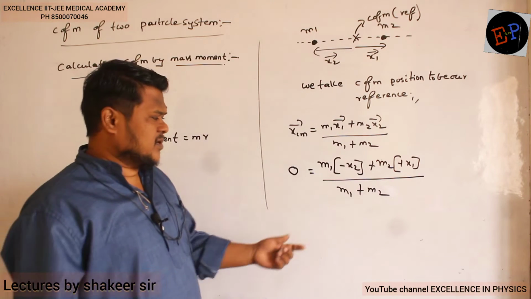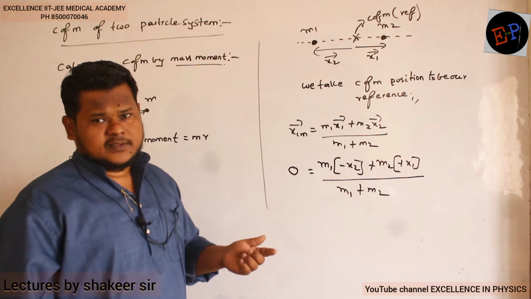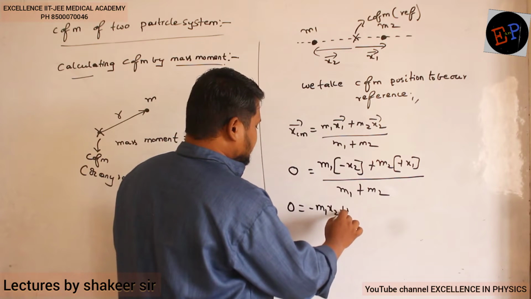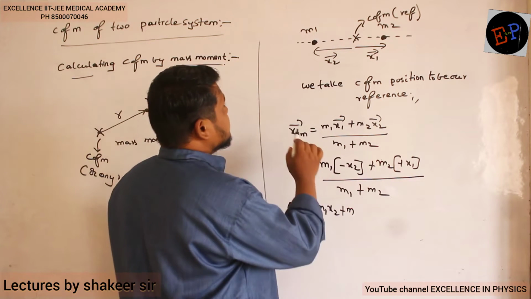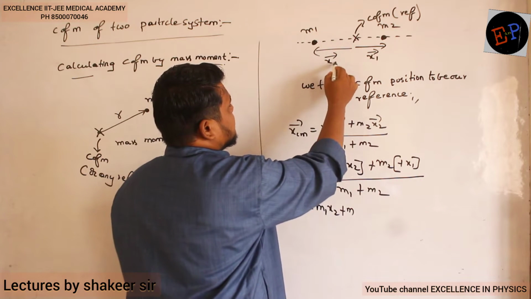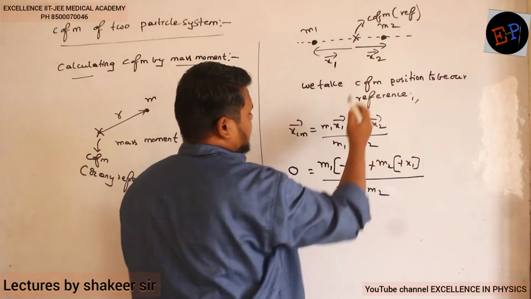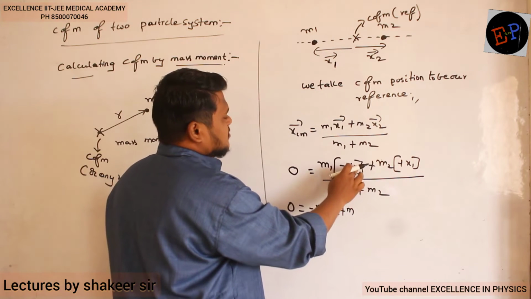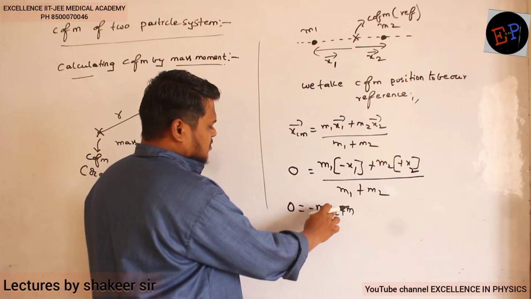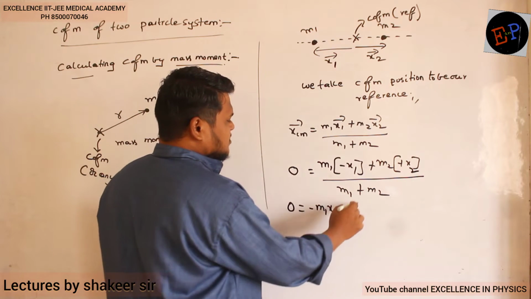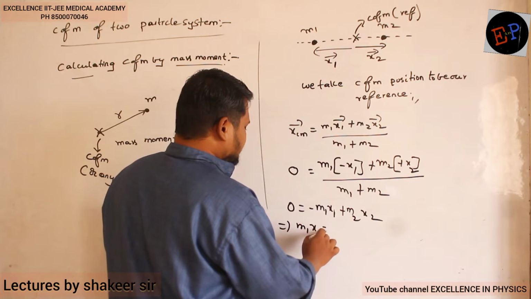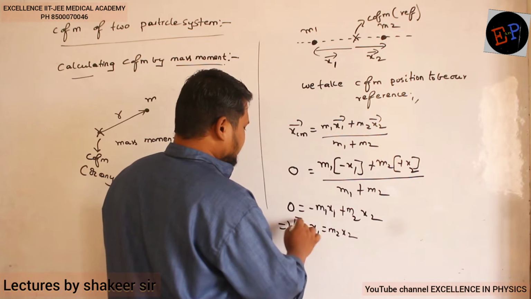So if you multiply m1 plus m2 by 0, what will you get? 0 only. So therefore I will get 0 equals minus m1 x2 plus m2 x1. Let us do one thing. Let us take this distance as x1 and this distance as x2. That is better. So this is minus x1, this one is x2. Clear now? So minus m1 x1 plus m2 x2. Therefore I will get m1 x1 is equal to m2 x2. This is what I will get.